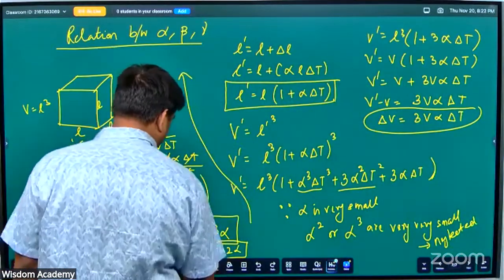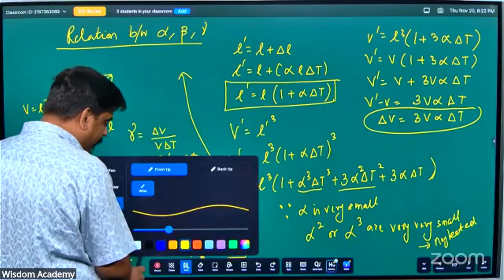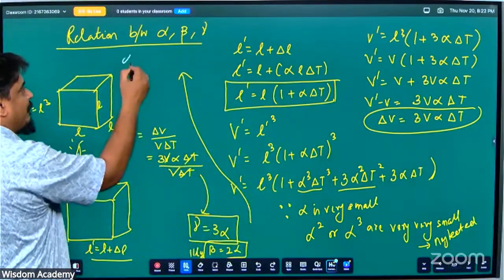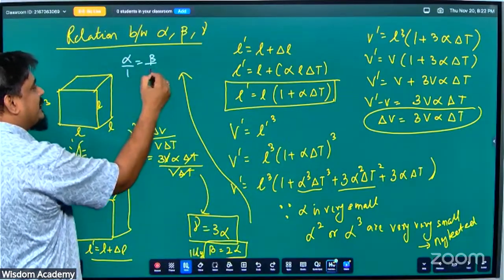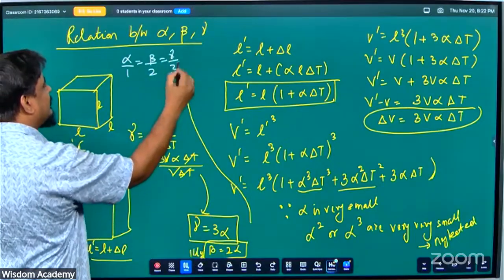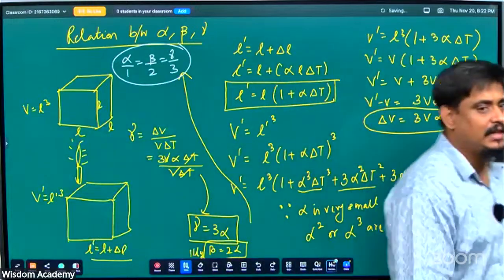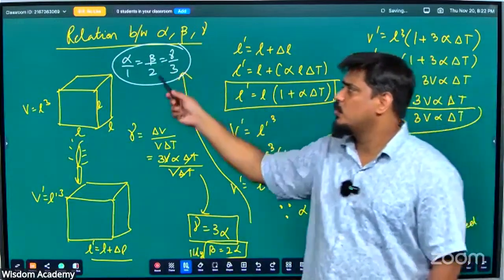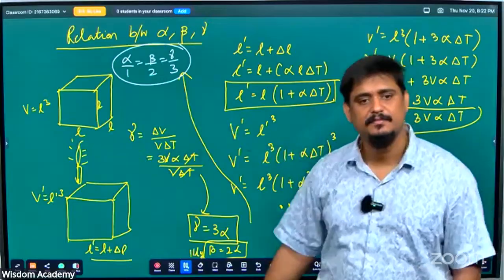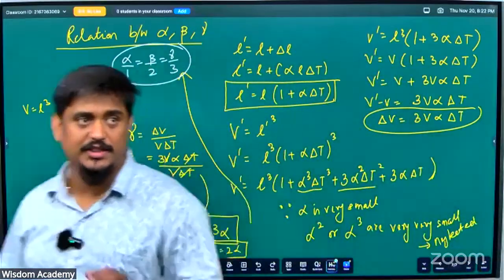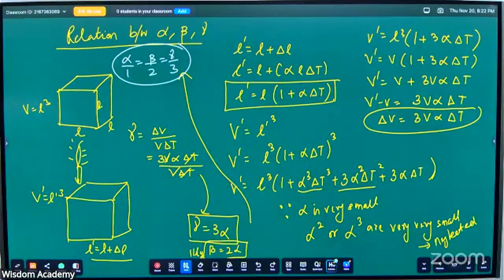Finally, you can write the relationship between alpha, beta, gamma: alpha by 1 is equal to beta by 2 is equal to gamma by 3. This is the relationship between alpha, beta, and gamma. See here, beta is 2 alpha, gamma is 3 alpha. Isn't it? So alpha by 1 is equal to beta by 2 is equal to gamma by 3.